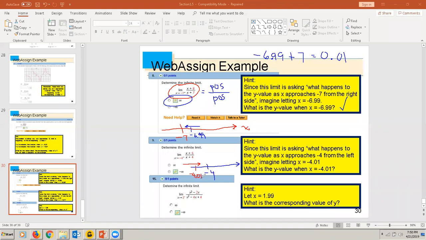All right, let me analyze what happens if I let x equal -4.01. Well, the numerator of this fraction would be positive because it would be -4.01 plus 5. That's positive. But notice the denominator would be negative, let me do it over here, -4.01 plus 4. But notice that's going to be a negative result, right? This will be -0.01. So that means the denominator is going to be negative. Well, a positive divided by a negative I know is negative, so this fraction is going to be negative.